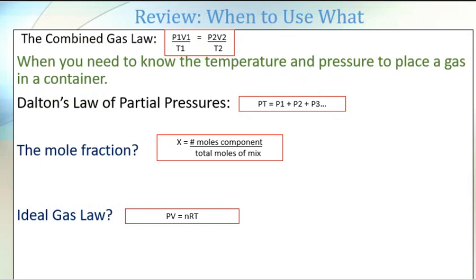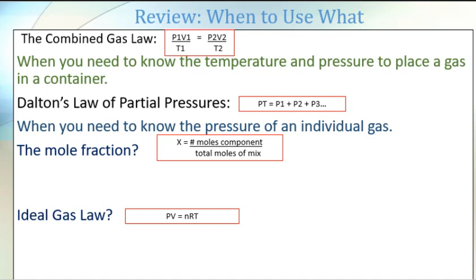When you need to know the temperature and pressure to place a gas in a container. That's a weird way of saying that. You use that when you need to know the temperature and pressure to place a gas. We're going to use Dalton's law of partial pressures when we need to know the pressure of an individual gas.